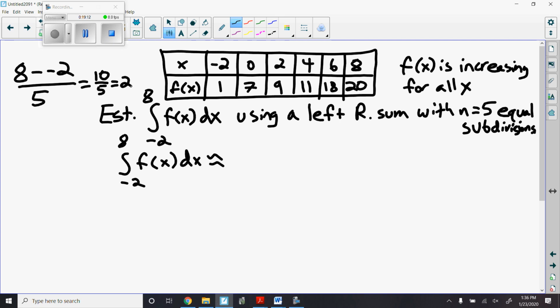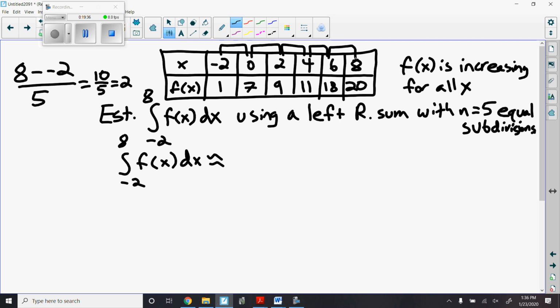What I like to do then is annotate my table here. That means my first subdivision is going to go from -2 to 0, then from 0 to 2, then from 2 to 4, 4 to 6, and 6 to 8. And I count 1, 2, 3, 4, 5. They kind of look like staples on top. Those are my 5 subdivisions.